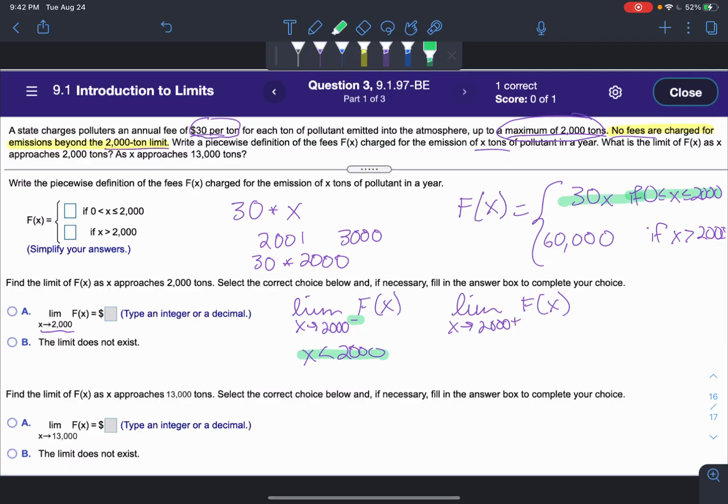All right, so my 30x. So I want to find the limit as x approaches 2,000 of 30x. And so we're going to plug in 2,000, see if we get a number. And we do, it's 60,000. So that's our left-sided limit.